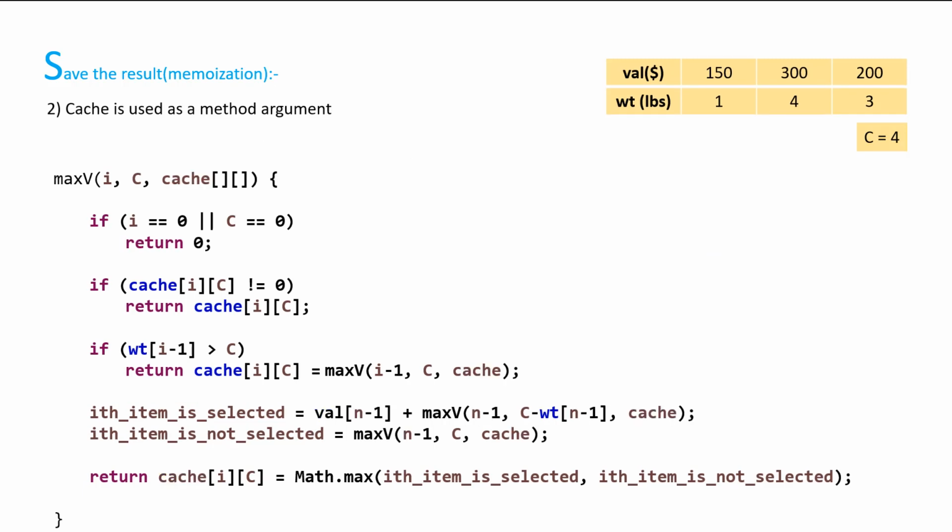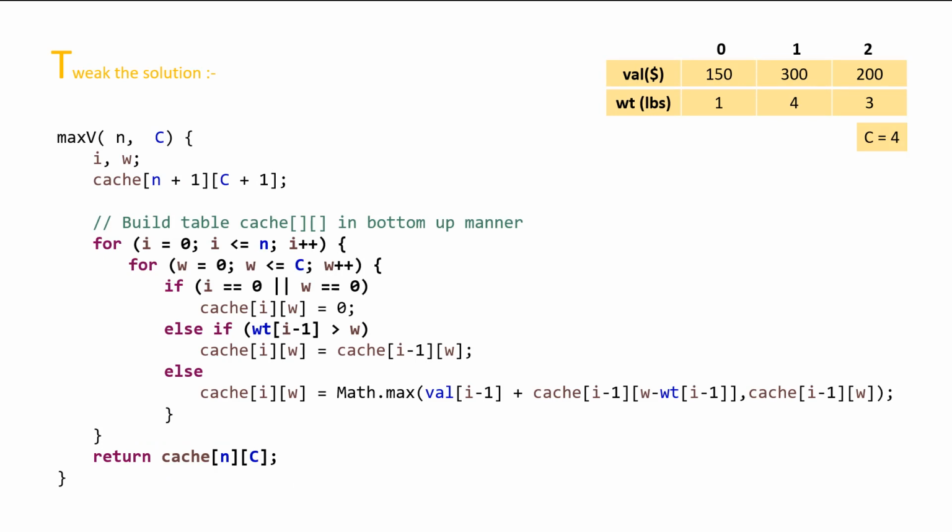The second variant will use the cache at the method level. In this, you can see, guys, we have added one more argument to the method, which is a cache. Every time we call this method, we will pass the cache along with it. In that case, we don't need to declare the cache at the global level. You can declare the cache at a local level and call this function, which we will see in our code also. The rest of the things are the same, guys.